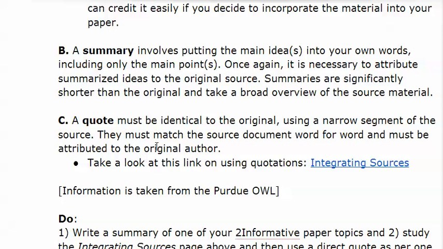A quote must be identical to the original, using a narrow segment of the source. They must match the source document word for word and must be attributed to the original author.